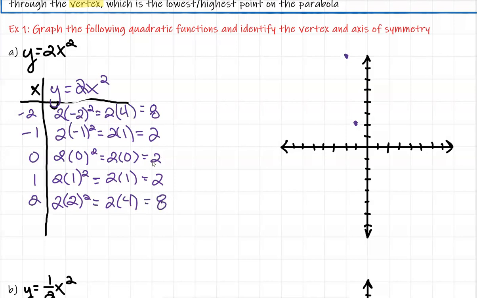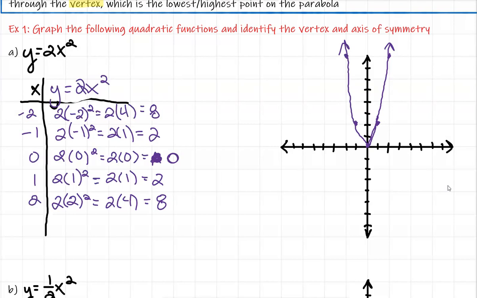Ooh, I'm sorry. You're probably looking at me like, what is this guy doing? This should be 0. Okay, it's a good thing I caught it before I kept going. Okay, so let's plot some of these points: 0, 0, then 1, 2, then 2, 8. And then we make our pretty parabola. Well, yours will be pretty, mine's kind of chopped.